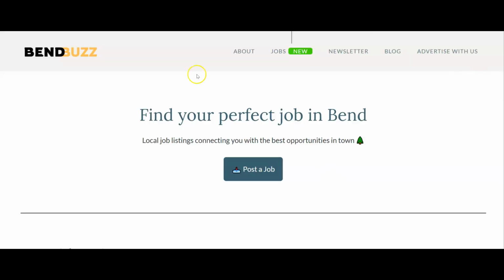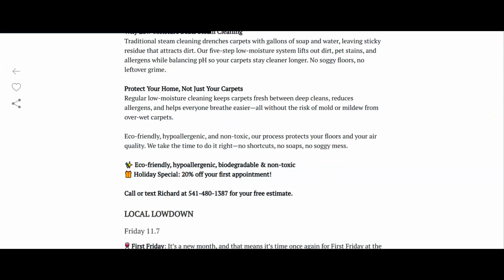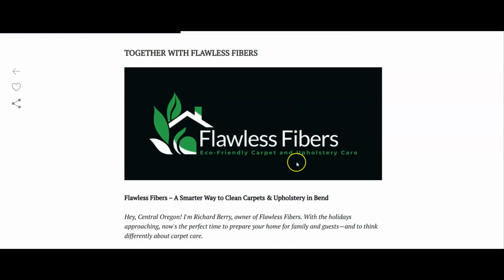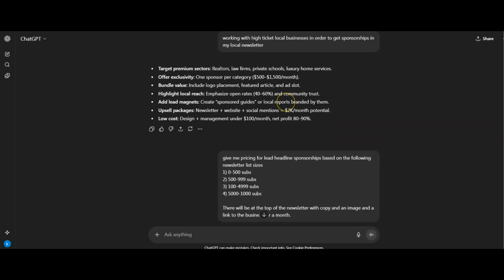So this business over here only serves people in Bend. They know that the people reading this newsletter are in Bend. So you've got that hyper-local aspect to the ad, which a lot of other advertisers can't necessarily offer. Also, local newsletters have really high open rates, sometimes as high as 70, just under 80%. So there's a huge amount of community trust and huge open rates.